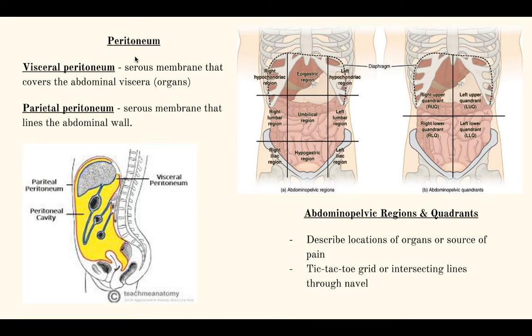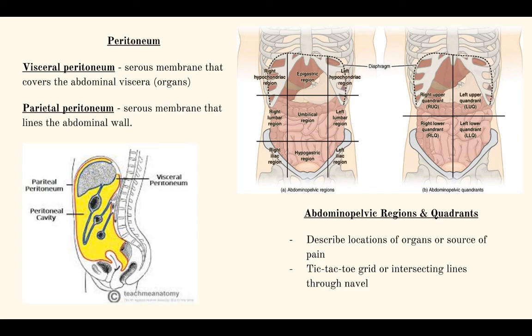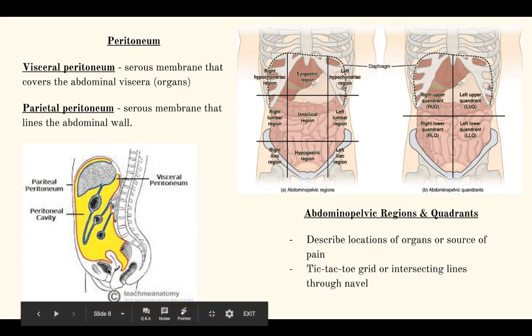The peritoneum: the visceral peritoneum is the serous membrane that covers your abdominal organs, or your abdominal viscera. So this is the visceral peritoneum down here. And all of your internal organs, your abdominal organs, they're all together in this same serous sac. And then you have the parietal peritoneum, which is the serous membrane that lines your abdominal wall.